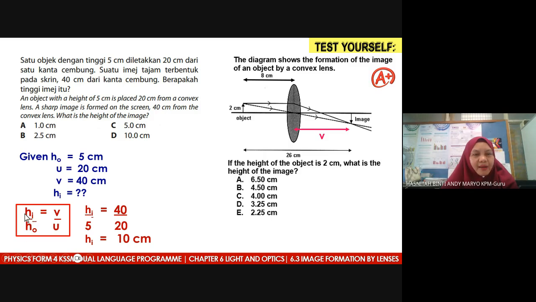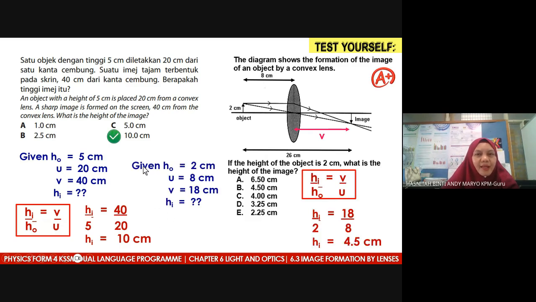HI divided by HO equals V divided by U. This is the magnification formula, linear magnification. So we just do the substitution: HI divided by 5, the object height, equals 40 cm, the image distance, divided by 20 cm, the object distance. From this, we determine the height of the image is 10 centimeters.